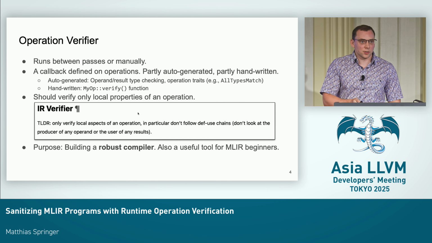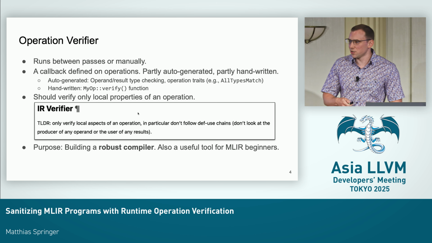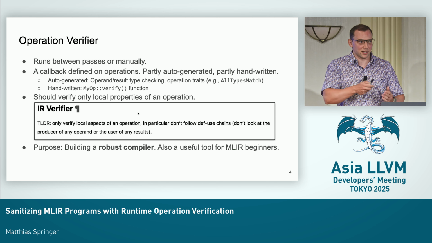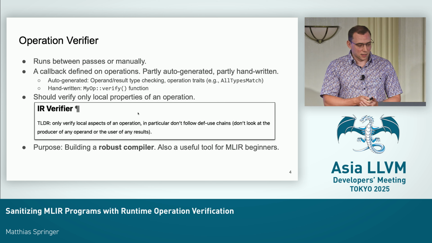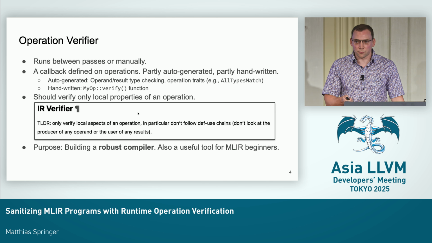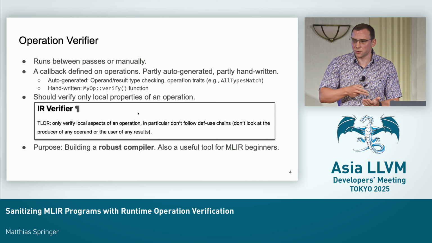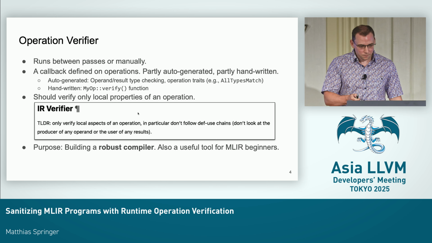The overall purpose of the operation verifier is to build a robust compiler. So basically, if there's something wrong with the operation, you will get an error when you parse the MLIR file, or when a pass generates invalid IR, you get an immediate error. And that is also particularly useful for MLIR beginners, because it may tell you that something is wrong with your IR. Maybe you understood the operation incorrectly, and this will give you some hint what's going on.